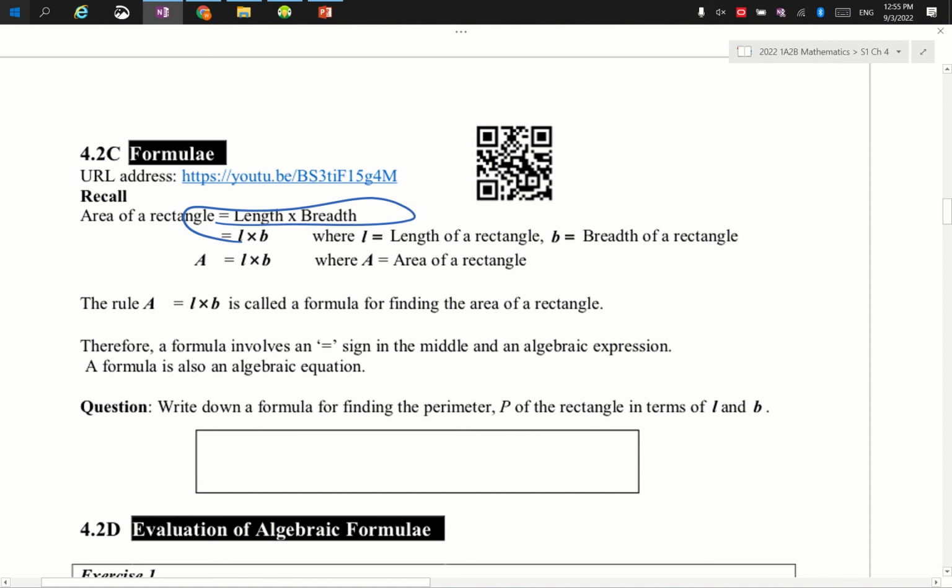But we are lazy. We don't want to spell everything out. Length times breadth, we write L times B, for example. Or length times breadth, or L times W, length times width. And then area, we just write letter A.